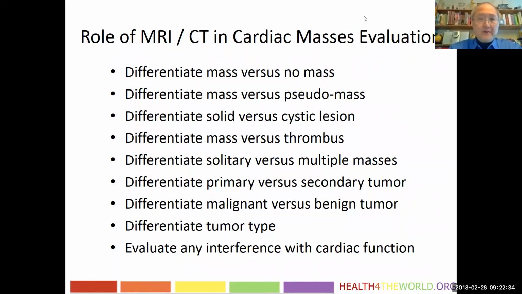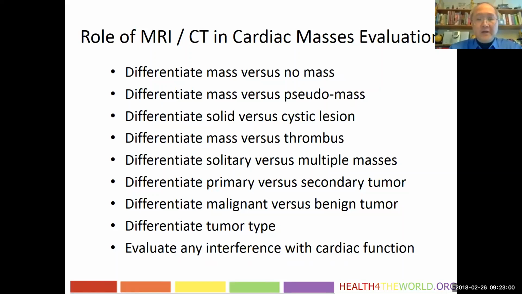We use imaging to differentiate solid versus cystic lesions. Some of the simpler cystic lesions tend to be congenital in origin, such as the pericardial cyst. The differentiation of mass versus thrombus is an important point, because we would not try to be aggressively managed by surgical and other means if we can firmly say that it is a thrombus, where the appropriate therapy will be anticoagulation.